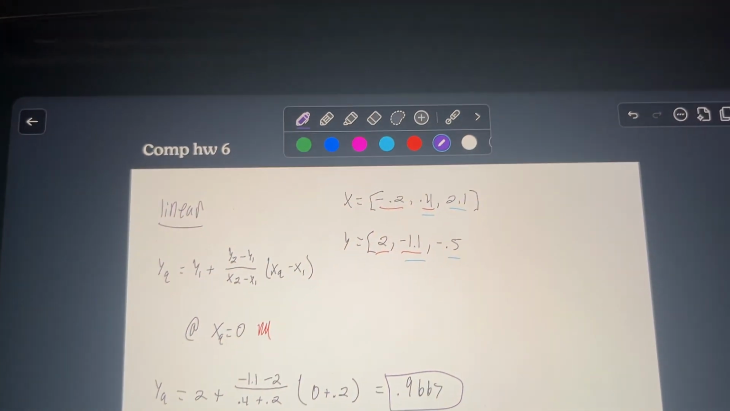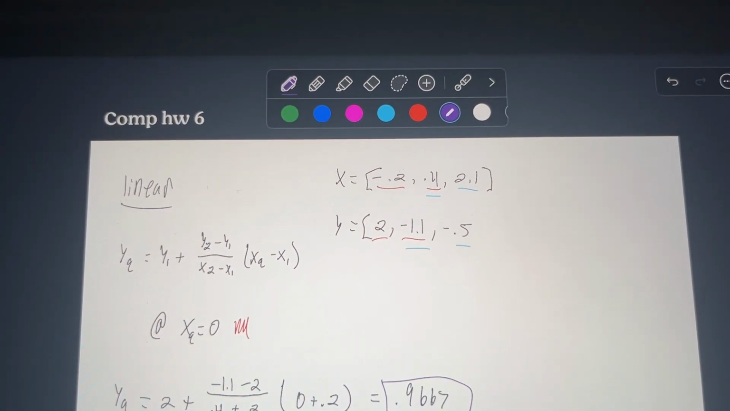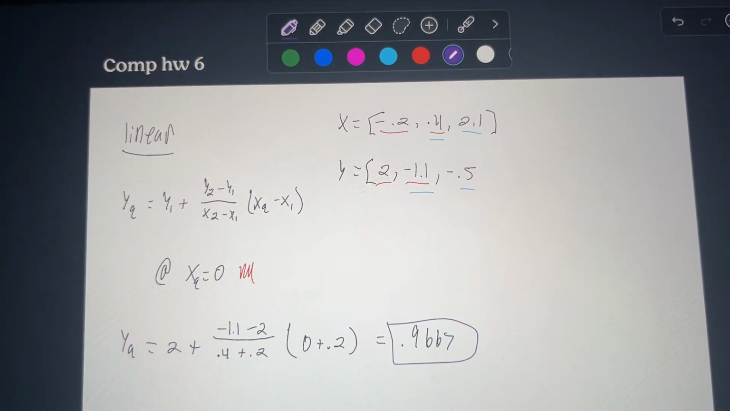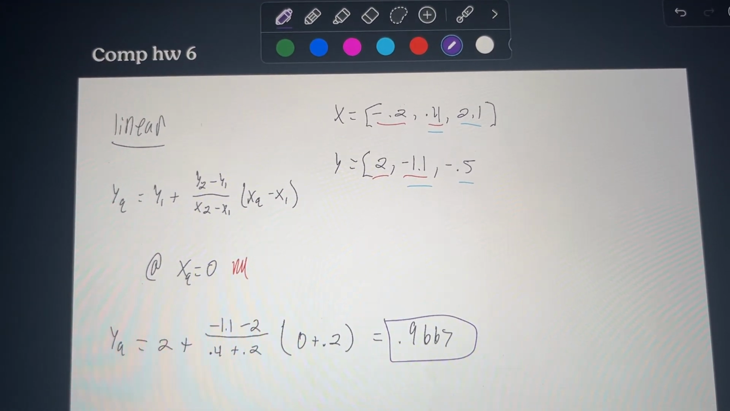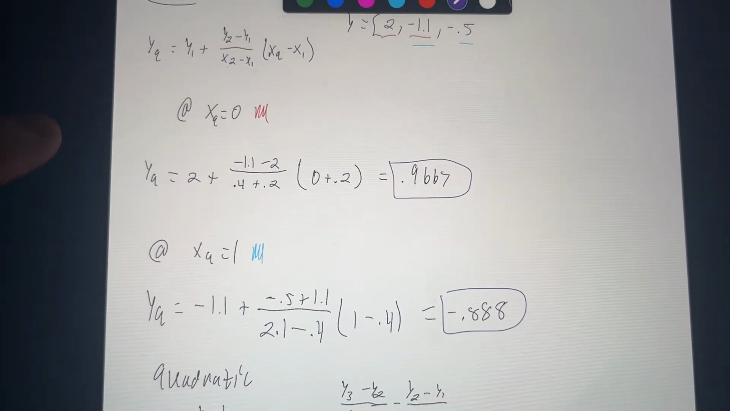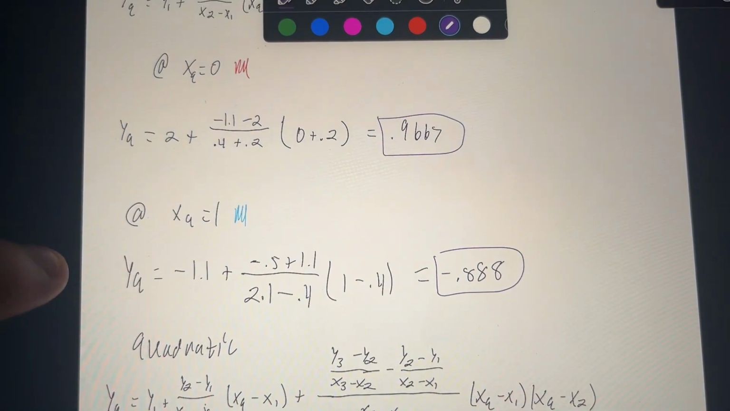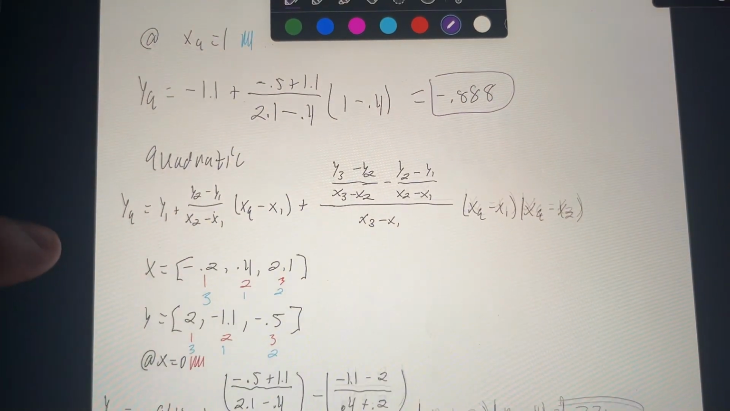So if we start here with the linear, there's the linear form right there, that y of q. I then wrote my data set up top. The red underlines is for x equal to 0, and the blue underlines is for x equal to 1. So for x equal to 0 here for linear, I got 0.9667 for my y of q, and for x equal to 1, I got negative 0.888 for my y of q.